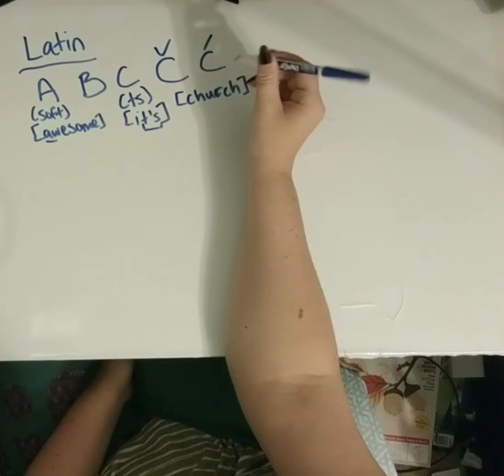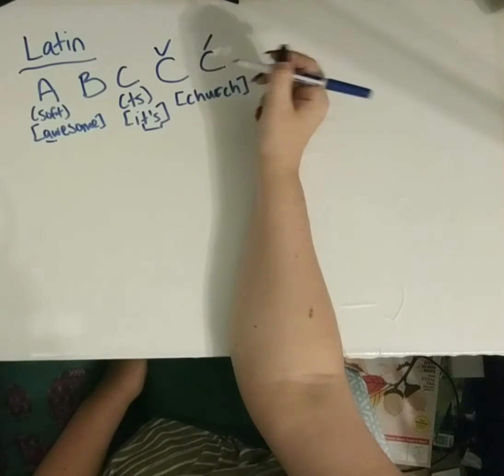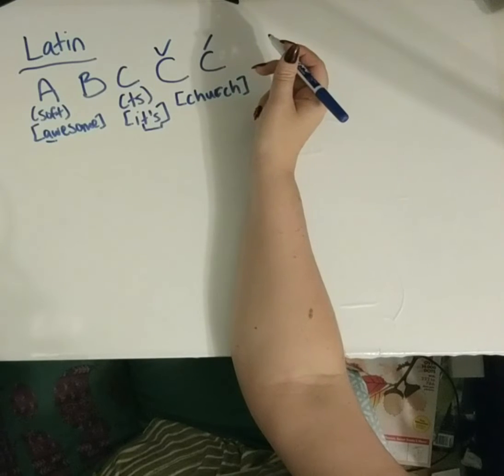All right, oops, I can't spell. Church. Now my cat's licking himself, if you can hear that. He ruins everything now. That's like his thing now.